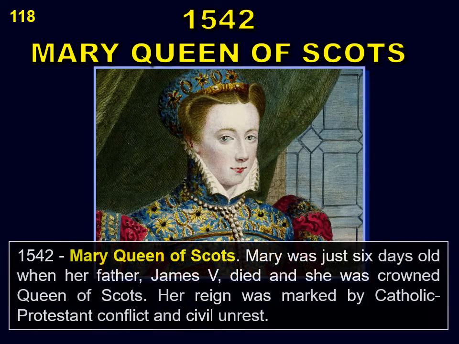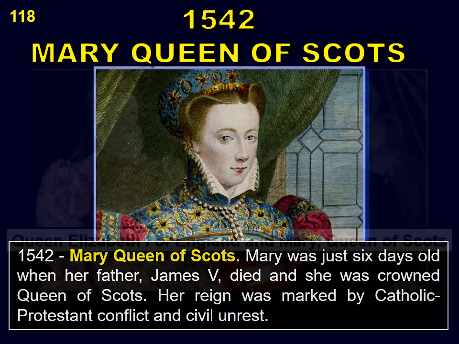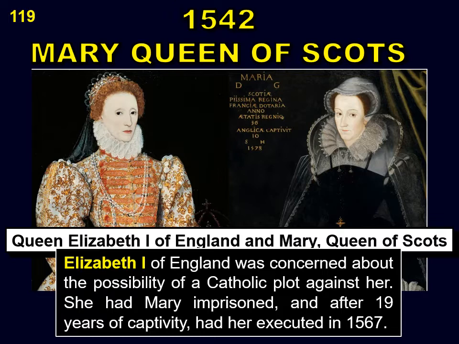1542, Mary Queen of Scots. Mary was just 6 days old when her father, James V, died and she was crowned Queen of Scots. Her reign was marked by Catholic-Protestant conflict and civil unrest. Elizabeth I of England was concerned about the possibility of a Catholic plot against her. She had Mary imprisoned, and after 19 years of captivity, had her executed in 1567.